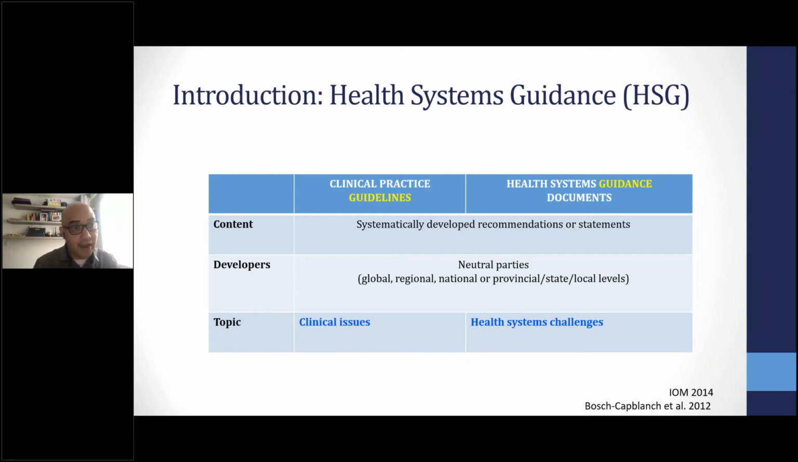But something that differentiates it from a guideline is that the questions in a health systems guidance document are health systems challenges, not clinical questions. It's not about what is the best treatment, but it's about what is the best decision for a health system. Like, for instance, what is the best way, or what are the best interventions, to keep healthcare workers in rural areas? And there are some interventions, there is some evidence that has been gathered, and we could provide recommendations that are going to be used by decision makers.